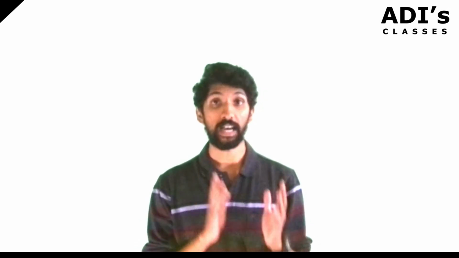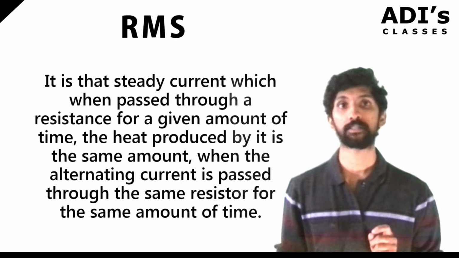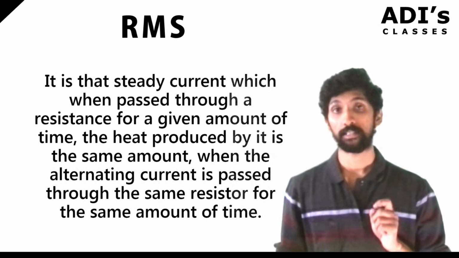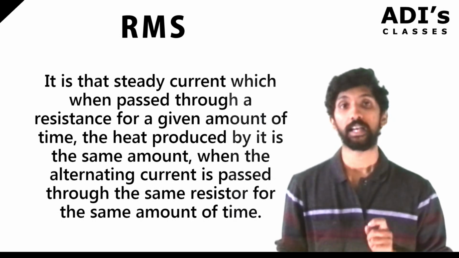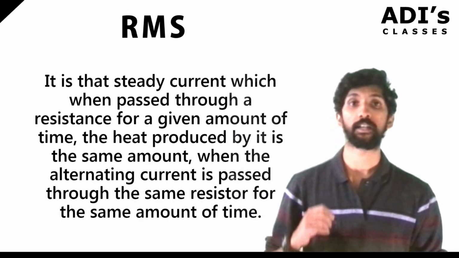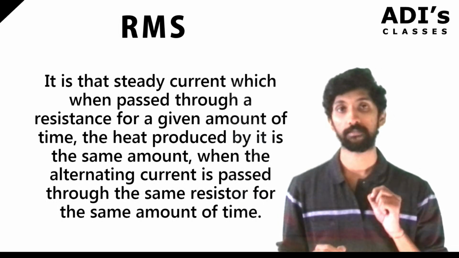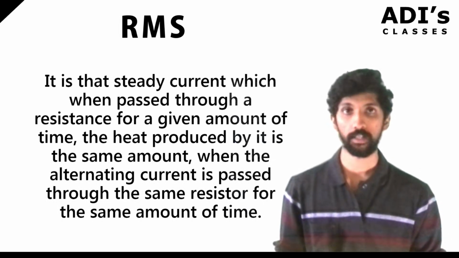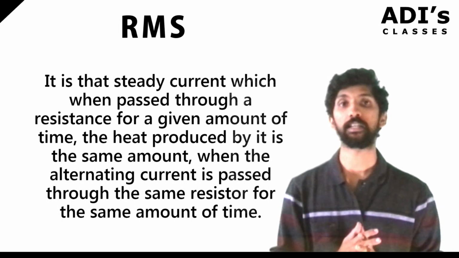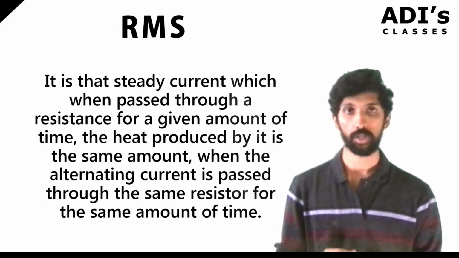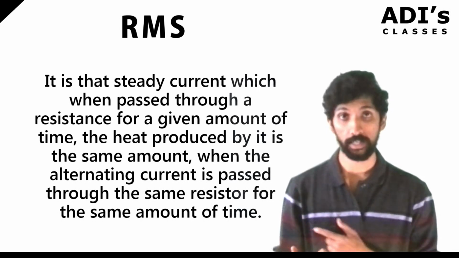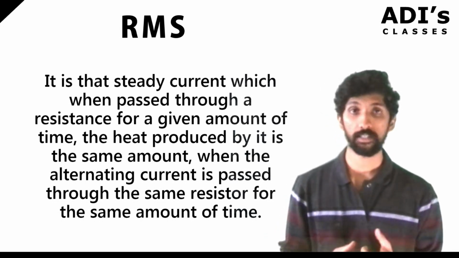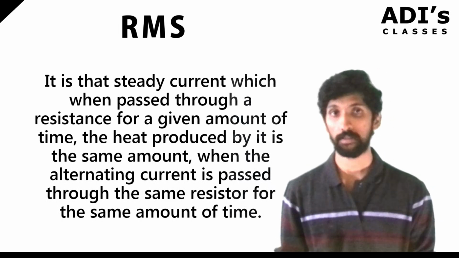It is that steady current which, when passed through a resistance for a given amount of time, produces the same amount of heat as an alternating current passed through the same resistance for the same amount of time. So the RMS value is basically about the heat produced: the heat produced by the resistance when a steady current is passed through it, and the heat produced by the alternating current for the same time and through the same resistance.